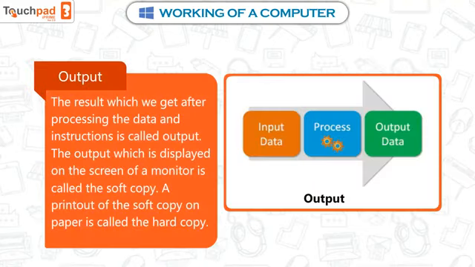Output. The result which we get after processing the data and instructions is called output. The output which is displayed on the screen of a monitor is called the soft copy. A printout of the soft copy on paper is called the hard copy.